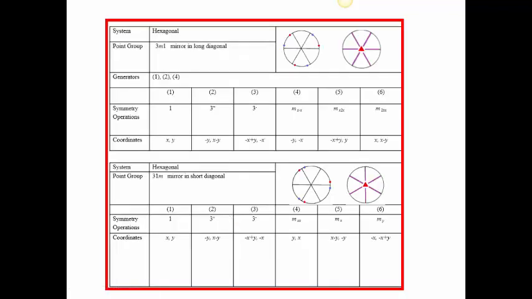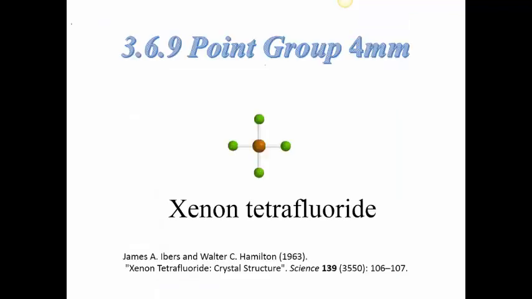And in the appendix, I circle or outline the two representations of the 3m point group by enclosing them in a red box, so as to keep everything a little bit straight. Now let's move on to 4mm.